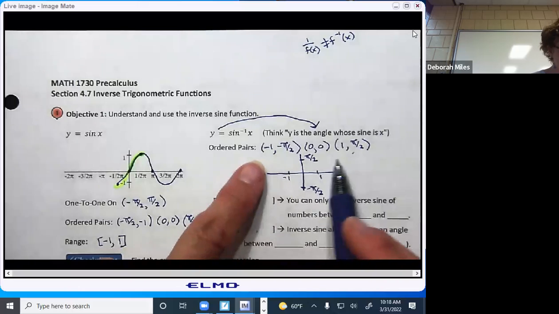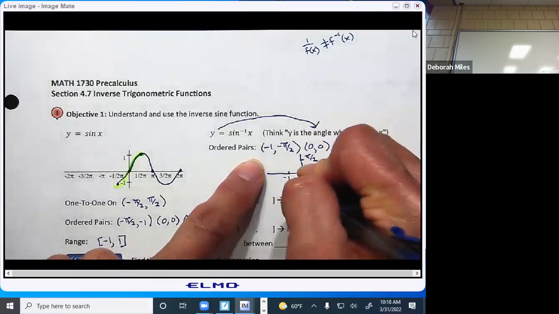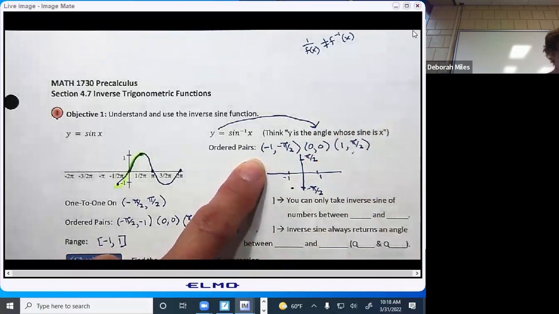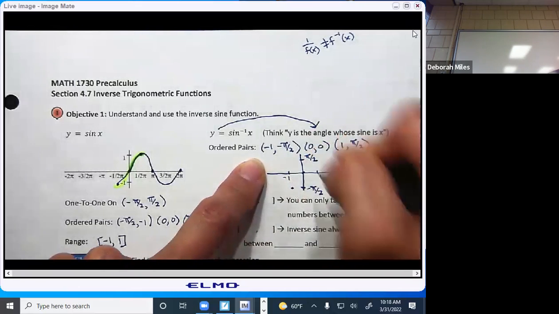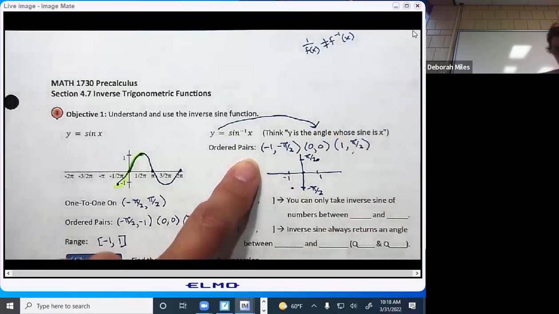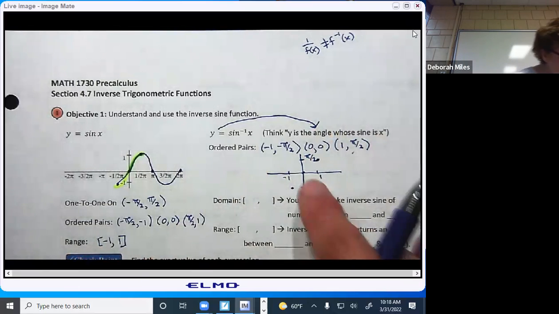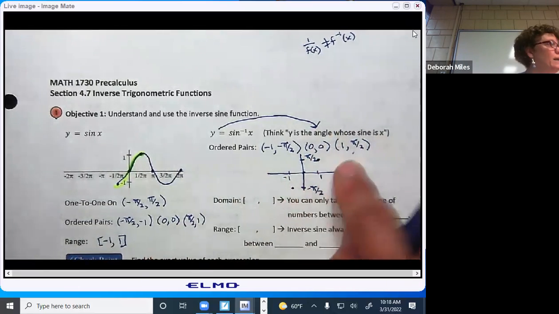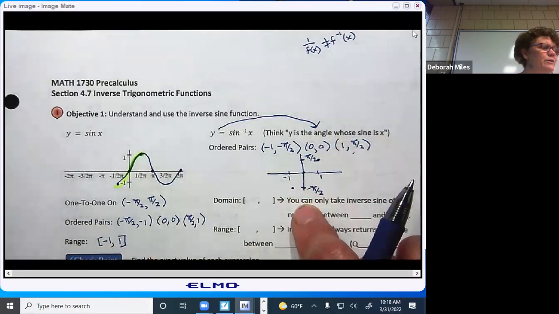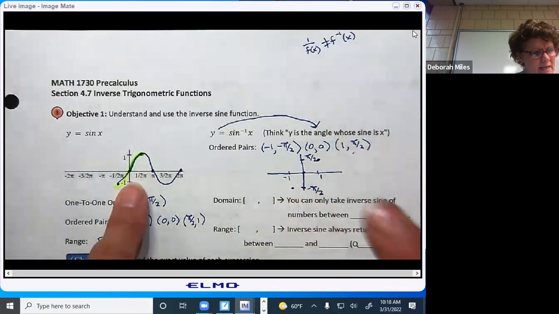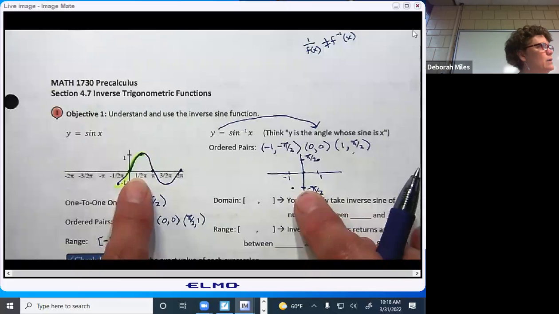And then I'm going to plot these 3 points: (-1, -pi over 2), (0, 0), (1, pi over 2). Now, the way I've spaced my tick marks, you almost could connect those with a straight line. But you know the graph of inverse sine can't be a straight line. What do you know about the graph of a function and its inverse? How are they related?